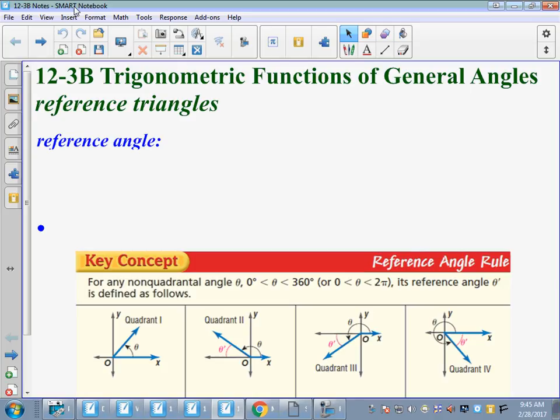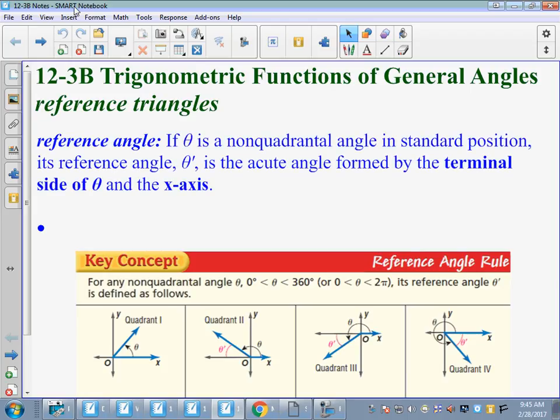These are your 12-3B notes on reference triangles. So it's a pretty easy day, but I didn't want to combine today's information with the next step. The next step is to do all the exact trig values. So today we're just going to talk about reference triangles.